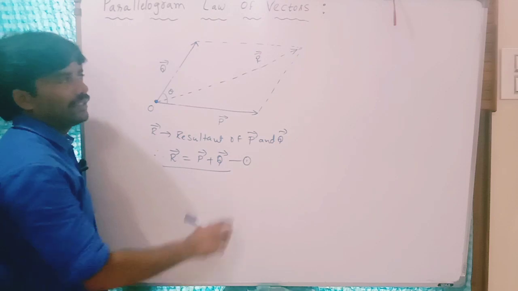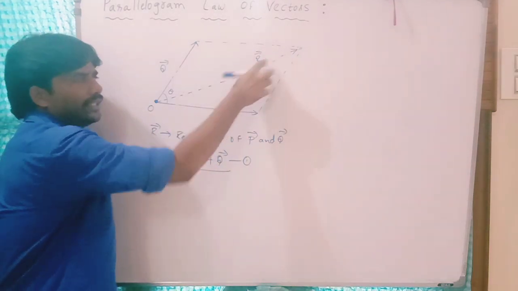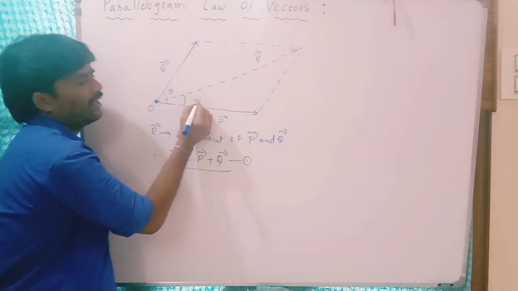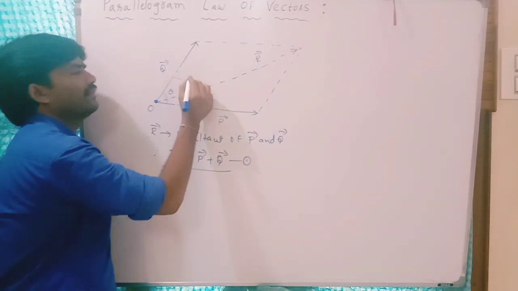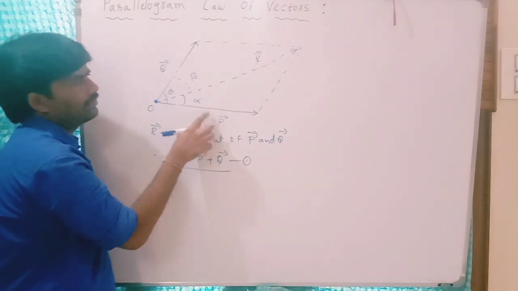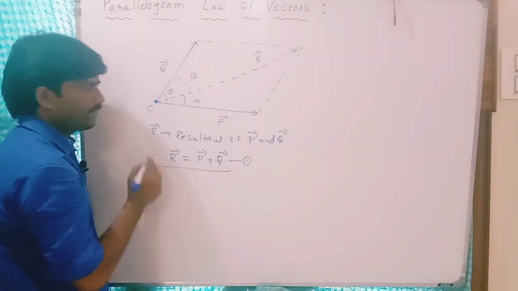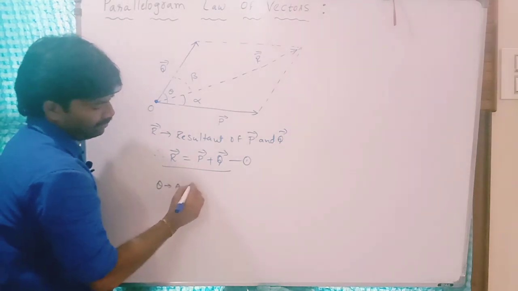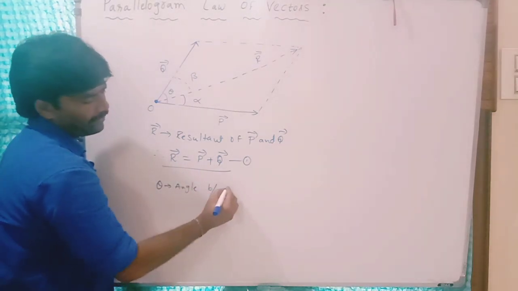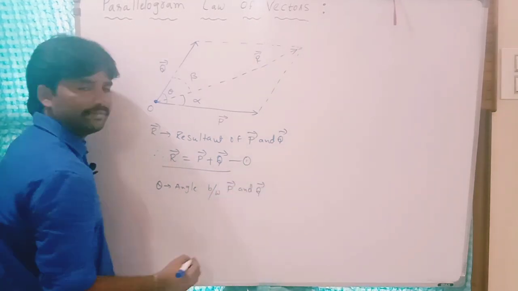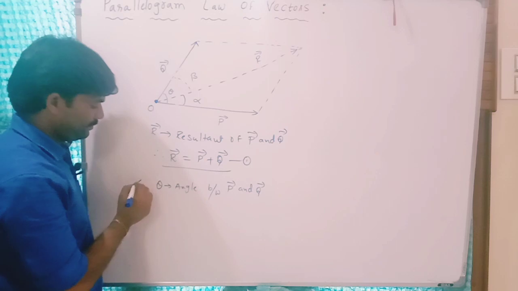Now I am going to derive the equation for magnitude and direction of this. The direction of this R bar is given by this angle alpha or beta. The angle made by this R vector with P is alpha, with Q is beta. What is theta in the diagram? Theta is the angle between P bar and Q bar. The angle between P and Q is theta.